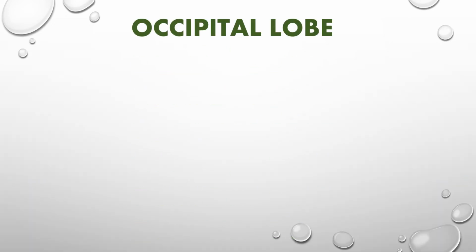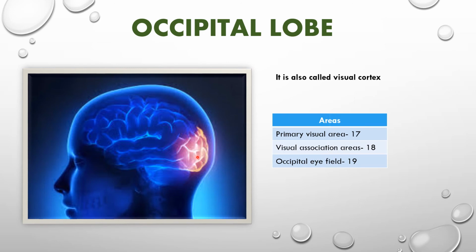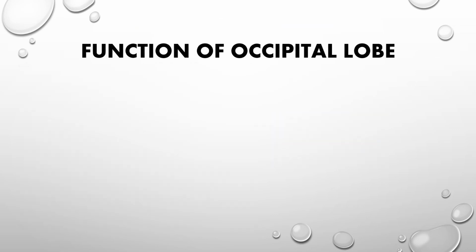So next one is the occipital lobe. The occipital lobe is present behind the parietal lobe. It is concerned with the visual processes, so it is also called the visual cortex. The main areas of the occipital lobe are area number 17, area number 18 and area number 19. Area number 17 is the primary visual area, area number 18 is the visual association area, and area number 19 is the occipital eye field. So what are the functions of the occipital lobe?